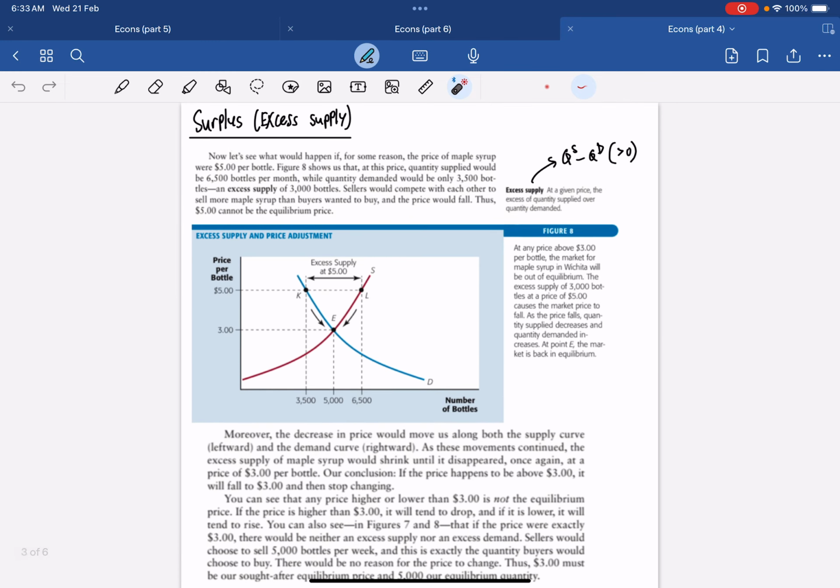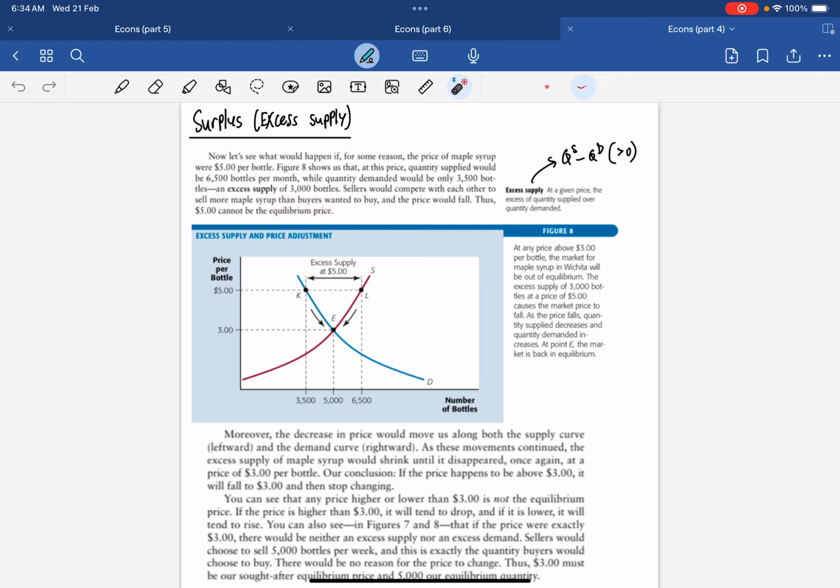Now, we take into account the other scenario when the price is above the equilibrium price. In this case, the quantity supplied is more than the quantity demanded, so there is an excess supply. This excess supply is also known as a surplus, and in this scenario, sellers will have to compete with one another to sell more products because they produce more.